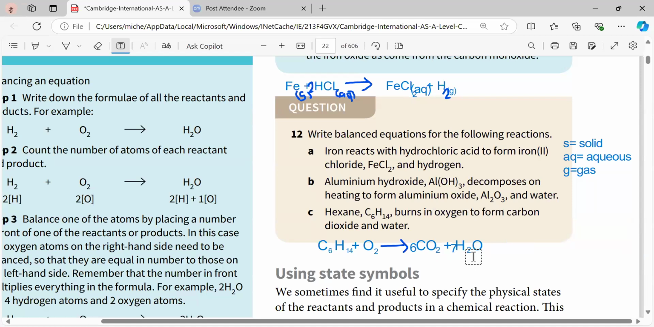Right here, we have 2 hydrogens at first, but then we add 7 right in front of it. We're going to multiply that number. So 2 multiplied by 7 will be equal to 14. So the right side will be balanced with the left side. So now we have hydrogen balanced. And now we're going to check for oxygen.